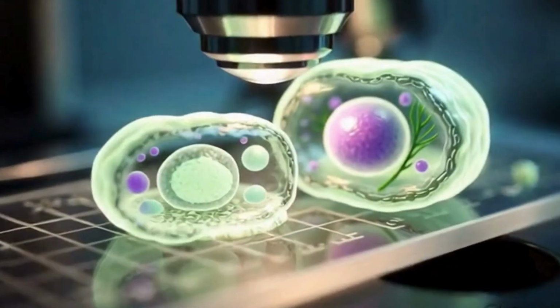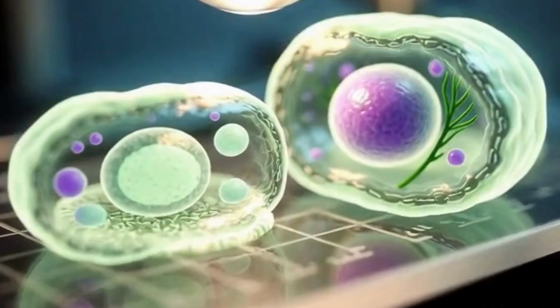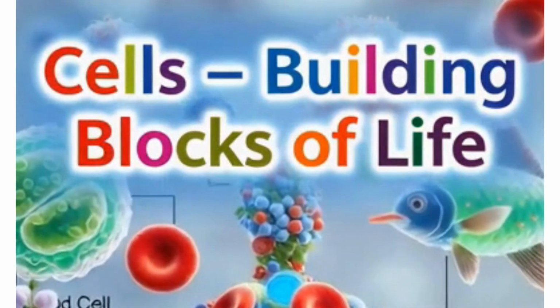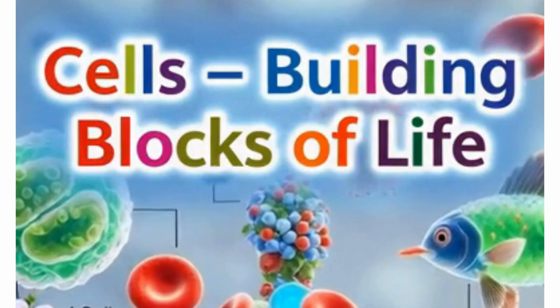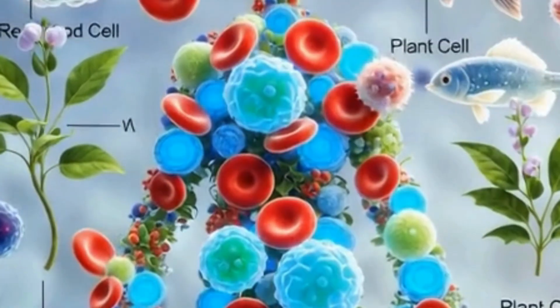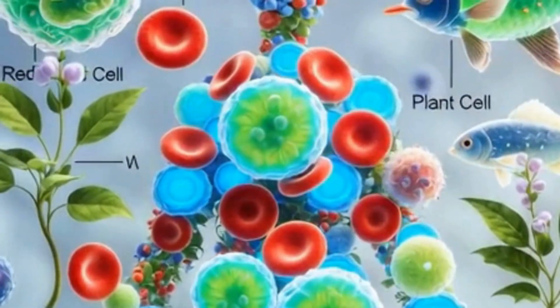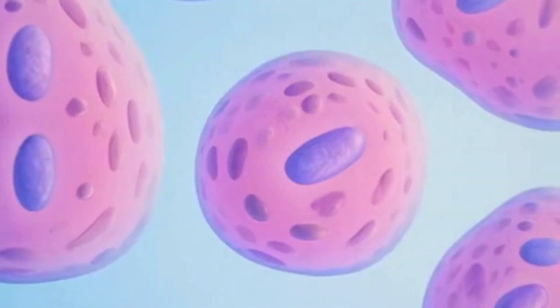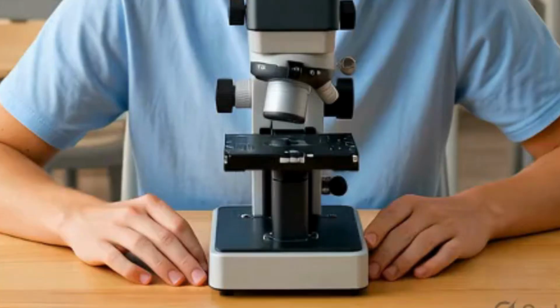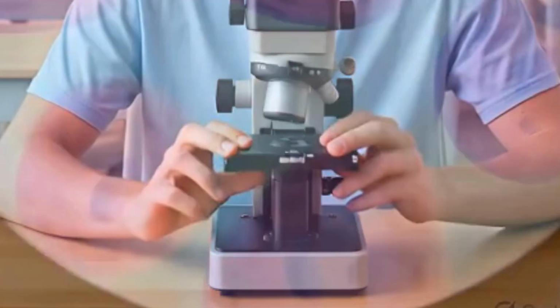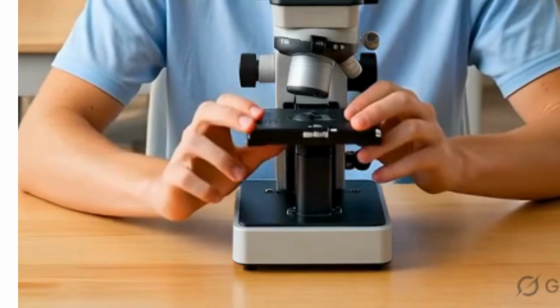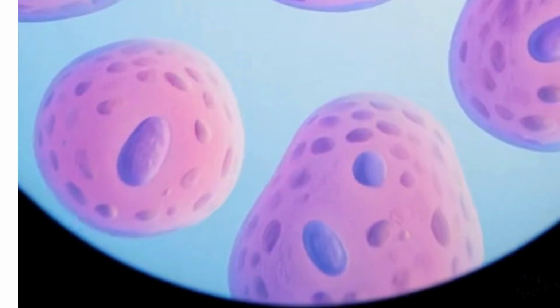Today, let's explore a very important concept in science. What is a cell? Cells are the basic building blocks of all living organisms. Whether it is a plant, animal, or even a human being, everyone is made up of cells. But can we see cells with our eyes? No. Most cells are too small to be seen with the eyes. That's why scientists use a special instrument known as the microscope to observe them.